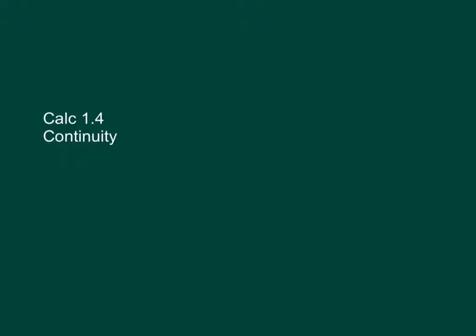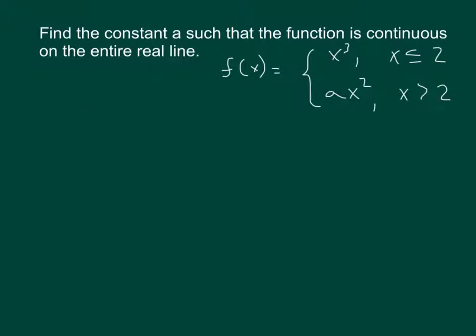We're talking about continuity, and actually we're going to focus on one-sided limits here. The one question people have trouble with is this. Find the constant a such that the function is continuous on the entire real line. So we have a variable here, a, and we have a piecewise function.